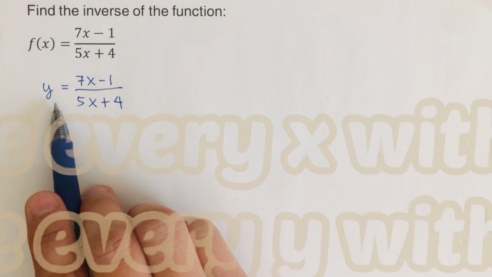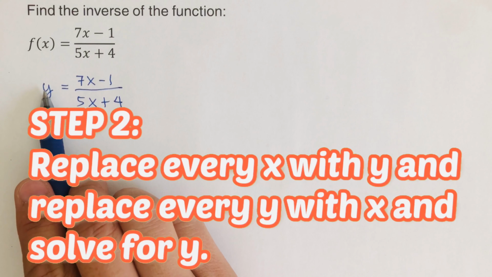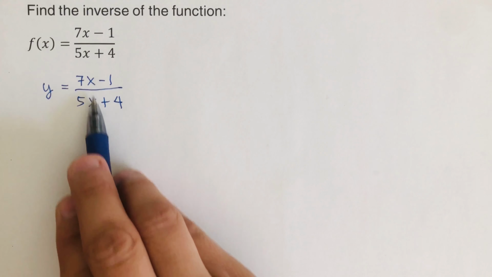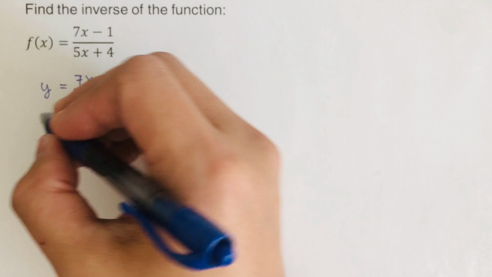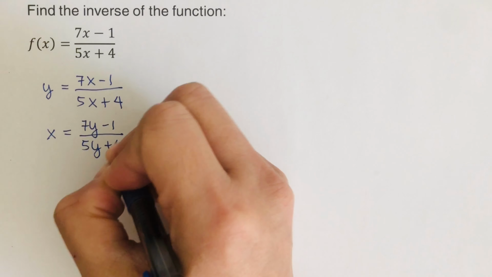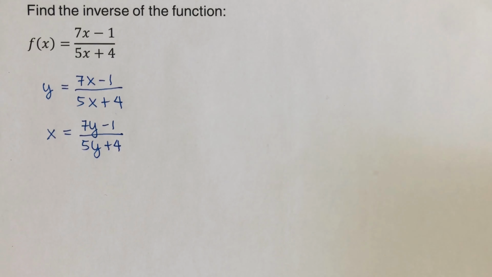The second step is to replace every x with y and replace every y with x and solve for y. So pretty much this y will become an x and these two x's will become a y. So I can go ahead and rewrite this as... So after we're done with this, we can go ahead and isolate y by itself.